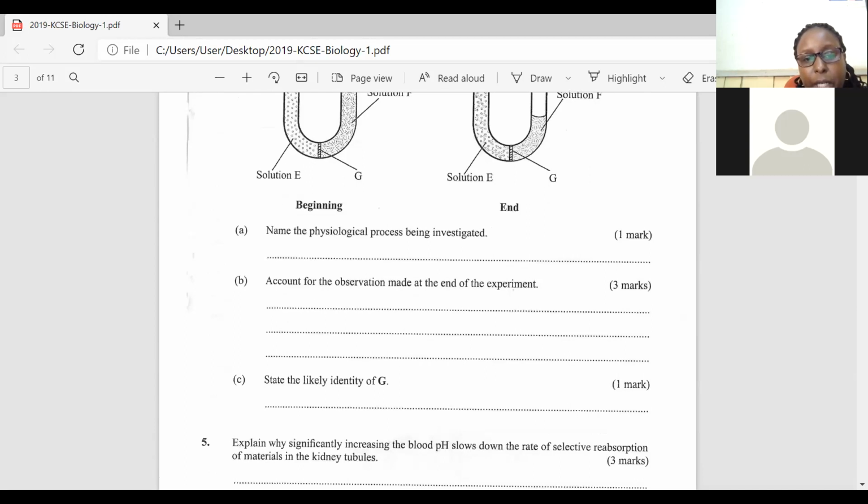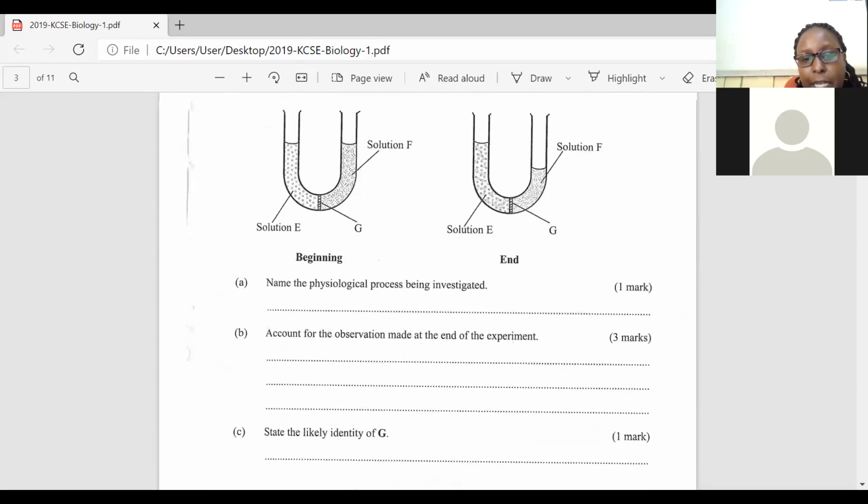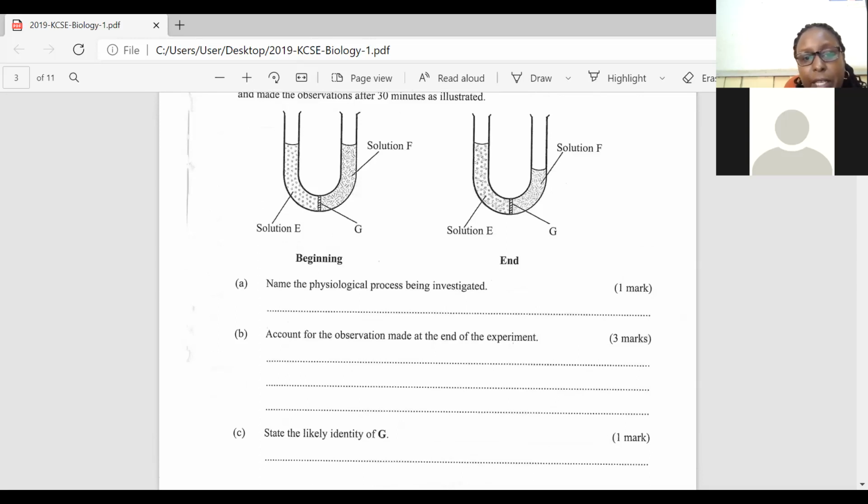Part B of the question: account for the observation made at the end of the experiment. In such a case, where we have a question asking you to account for, you account based on what has been observed. You go ahead and explain from the observation which has been made. You can see that solution E was hypertonic, F was hypotonic, so that would make it reduce in size when you look at the second part.